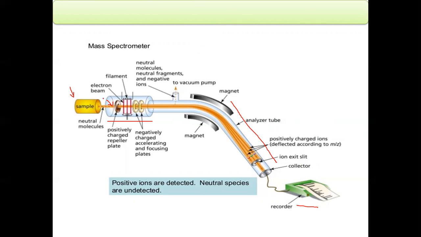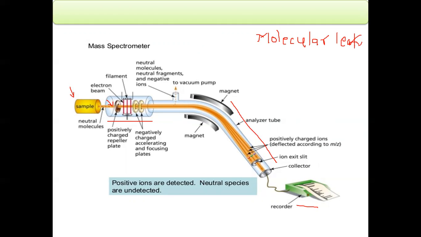This small entrance is there through which the sample is entering into the ionization chamber. That entrance is called the molecular leak. It is named molecular leak because it is a small hole and molecules are leaked into the ionization chamber through this small entrance. That's why it is called the molecular leak. Through the molecular leak, the sample can enter into the ionization chamber.